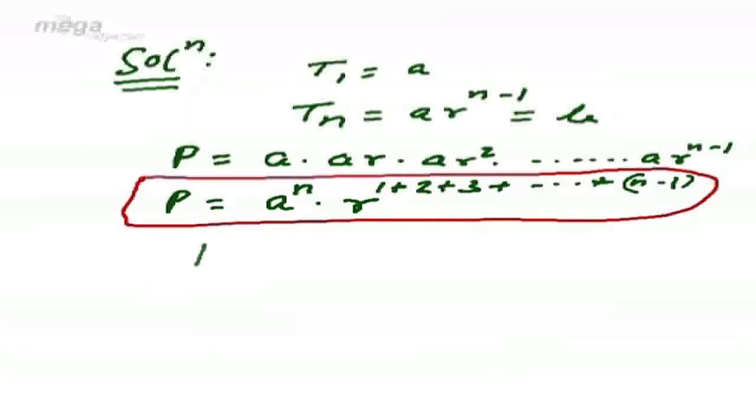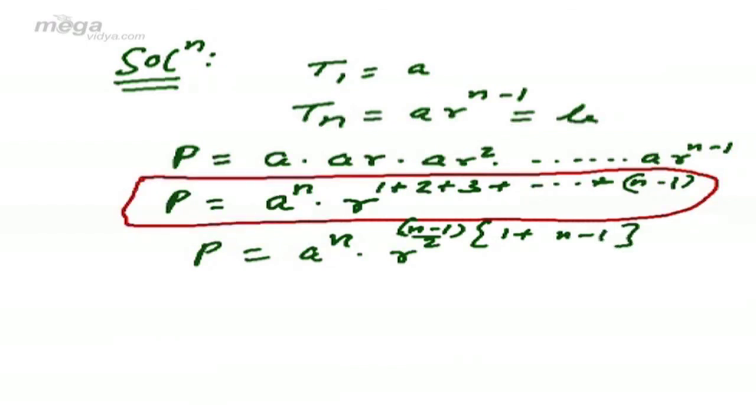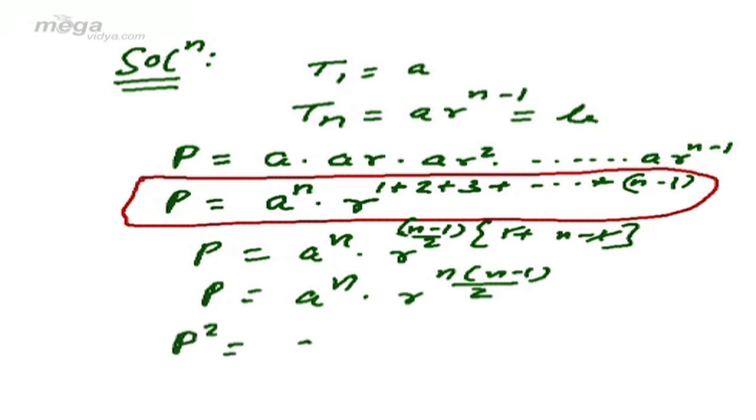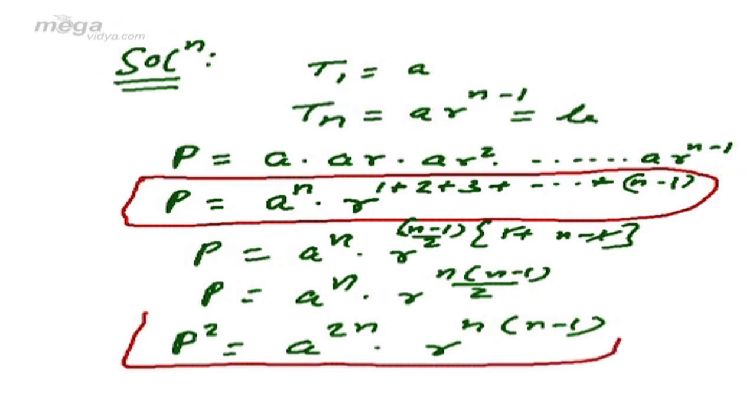This is P. P is equal to A to the power n, and R to the power, this series is in AP, then (n minus 1) by 2 into first term plus last term. This becomes P is equal to A to the power n, R to the power n into (n minus 1) upon 2. Then P square becomes like that. This is A to the power 2n, R to the power n into (n minus 1). This is the LHS part of this question.